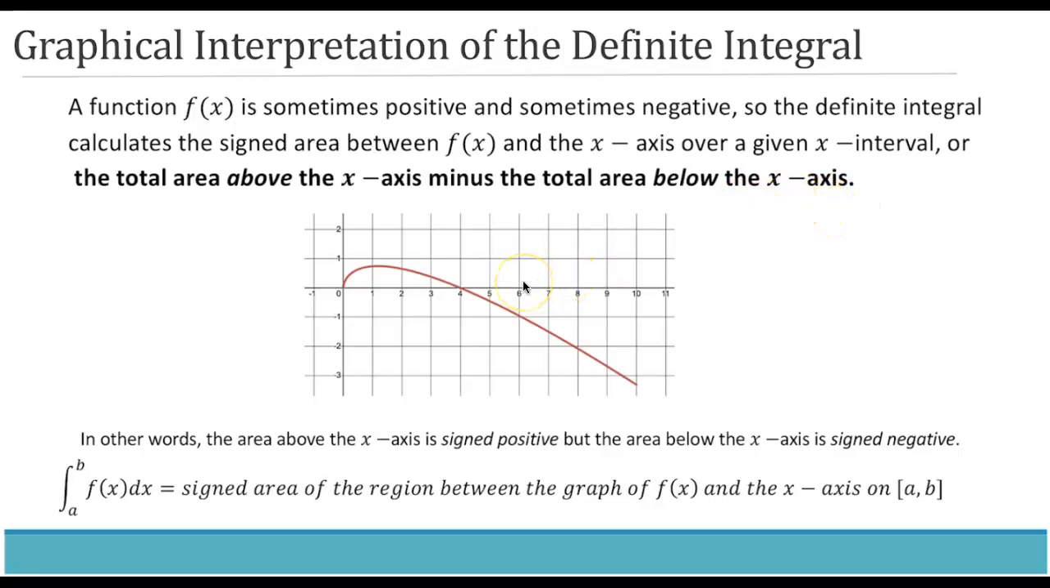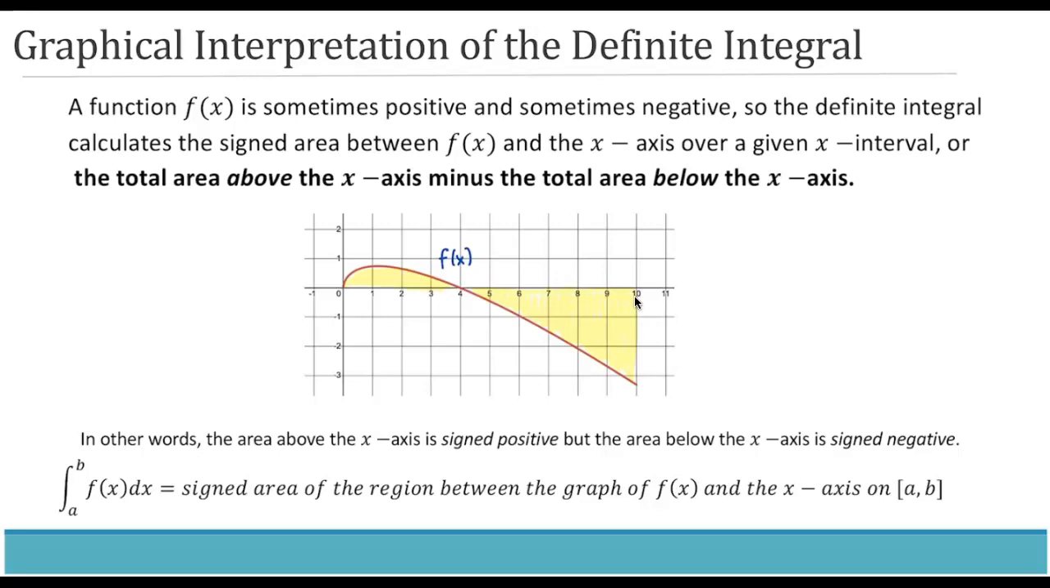So let's say we're given this function here, and we'll call it f of x, and we're interested in calculating the definite integral on the interval from 0 to 10. We would look at the area between the function and the x-axis that is above the x-axis, so all of this area here from x value 0 to 4, and we would subtract the area that is between the function and the x-axis that is below the x-axis. So that's all of this area that exists on the x interval from 4 to 10.